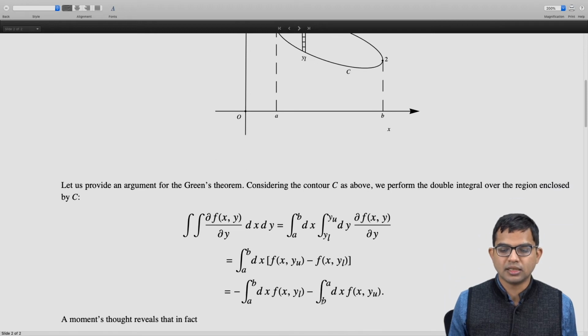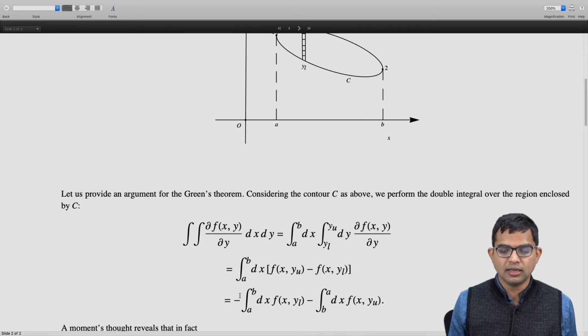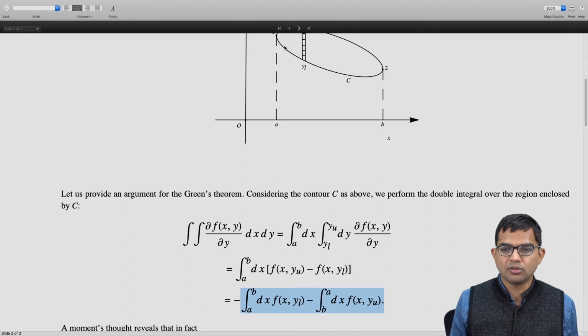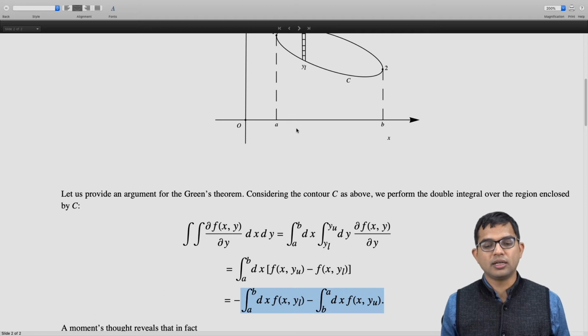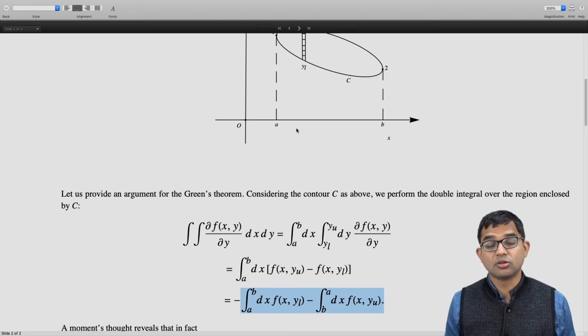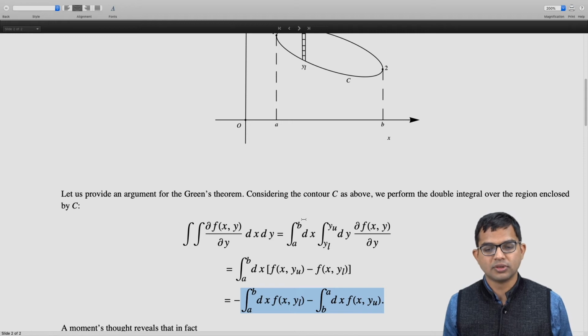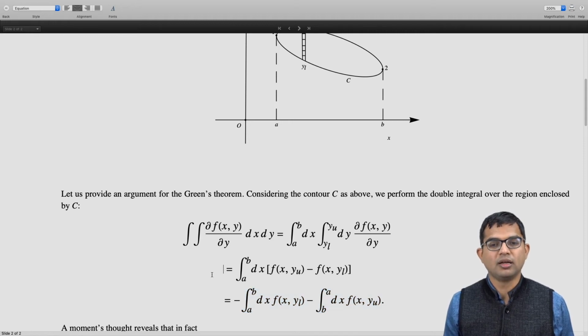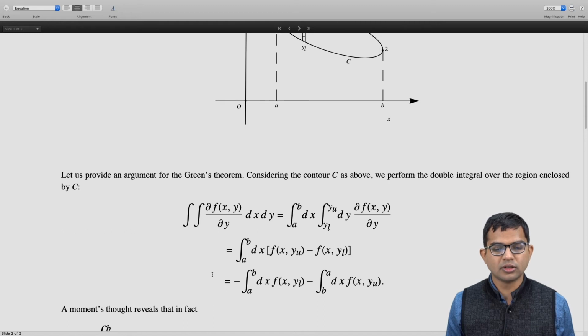So the minus sign is something that we can deal with, but basically, geometrically, we can see that really this whole thing, if you pull out the minus sign outside, is basically this line integral from a to b along the lower path plus the line integral from b to a along the upper path, which is nothing but the closed contour integral, right? It's a closed line integral of this function f(x, y), right? So there is an overall minus sign as well.